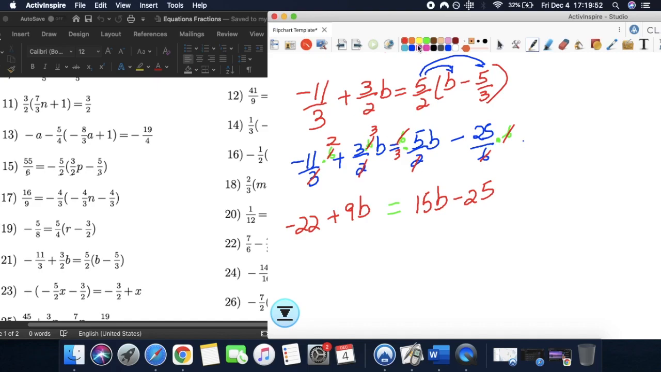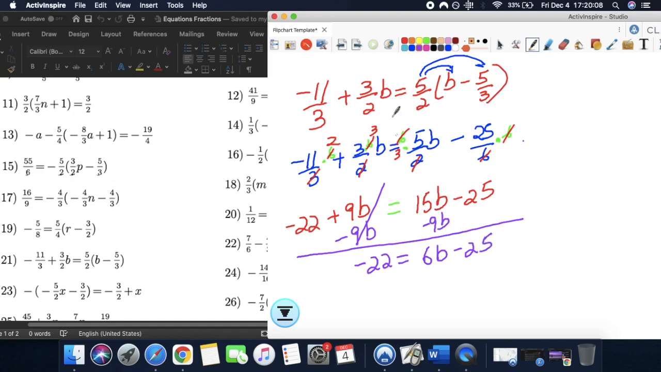I have now variable terms on both sides. Let's get rid of one. We'll get rid of this guy here, 9b. By preference, I get rid of the smaller one. This goes away. I'm left with negative 22 equals 6b minus 25. Well, now it's just a two-step equation.